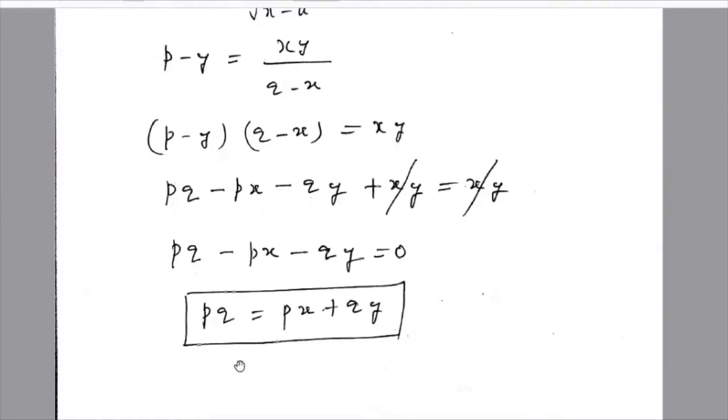So this is how we will form the partial differential equations by eliminating the arbitrary constants. That is, you have to differentiate the given function partially with respect to x and y, and by using those derivatives and the given equation, you have to eliminate the constants, and you have to form a partial differential equation.